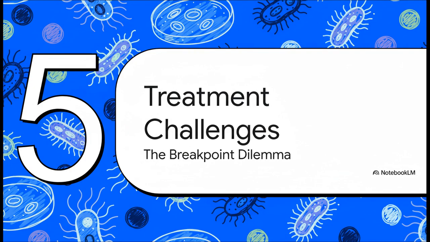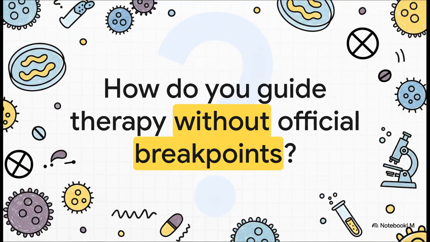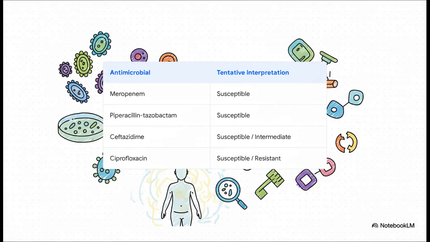Okay, let's talk about what is probably the biggest clinical headache: treatment. You've done the hard work, you've identified Paracoccus yeei. Now what? How do you actually guide therapy for this thing? And right away, we run into a major problem. A huge one, actually. Neither EUCAST nor CLSI have any official specific breakpoints for Paracoccus yeei. None. So that leaves all of us in this massive gray area, trying to interpret susceptibility results without any real rulebook to follow.